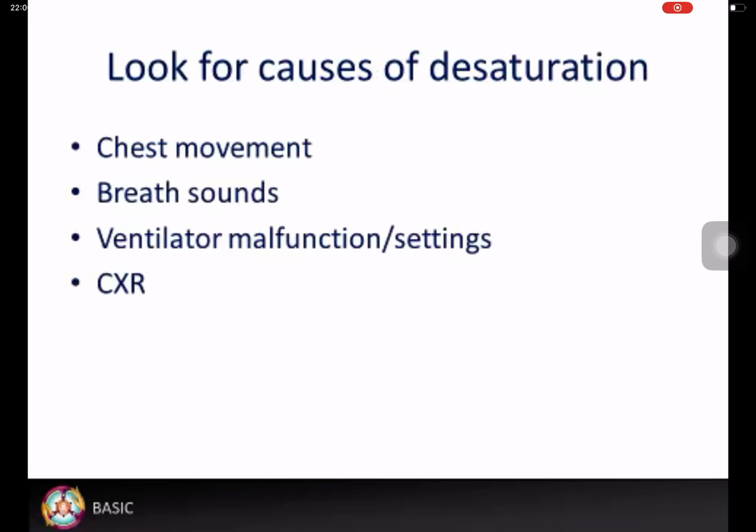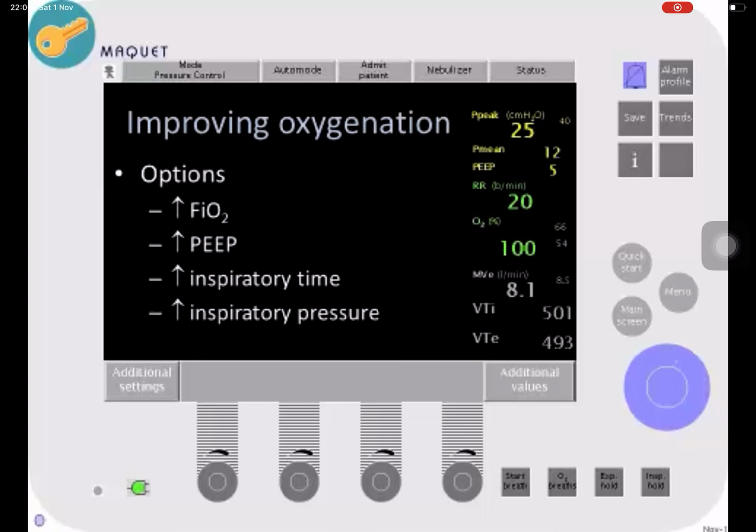Under normal circumstances, we would increase the FiO2 while looking for and correcting causes of desaturation, but the patient is already on 100%. Our initial response should be to look at the patient and check that the chest is moving and moving symmetrically. Then listen for breath sounds to confirm symmetry and to detect abnormal sounds. Only after this should we look at the ventilator for evidence of ventilator malfunction or inappropriate settings and get a chest X-ray.